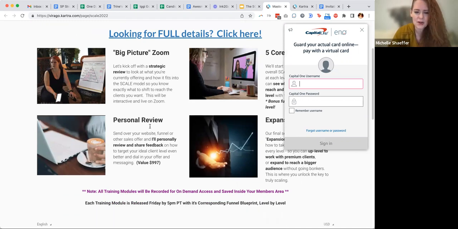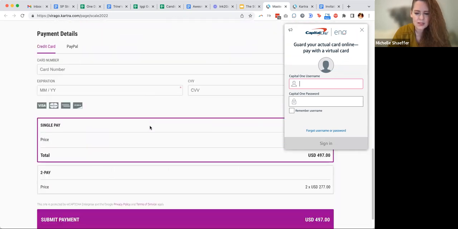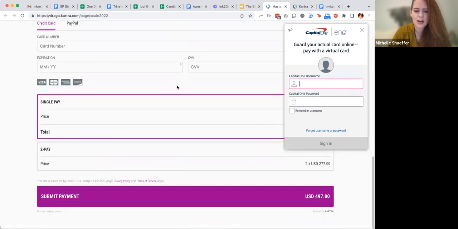The cost of the program, scroll down here. So it's one payment of $497 or two payments of $277. So it's a very, very affordable investment to get access to the information. And depending on what level you're targeting, easy to make that investment back in just a sale or two.